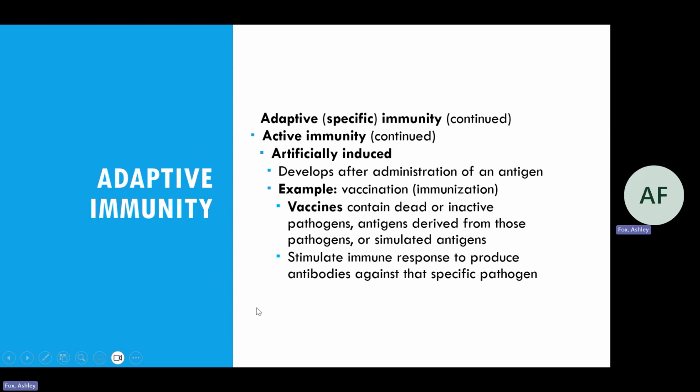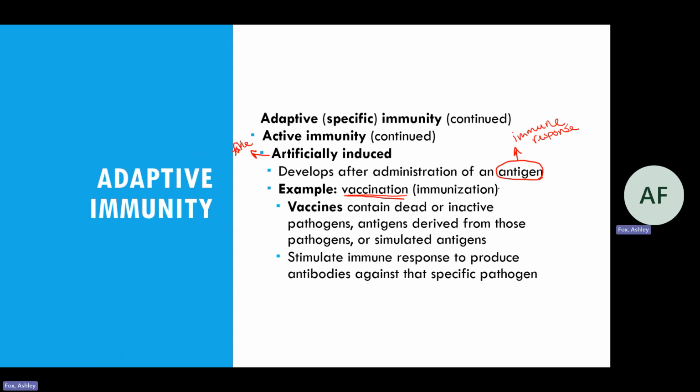Active immunity, artificially. So this means fake, or man-made for the most part. Artificially induced is when you actually give an antigen to someone. So again, you make an immune response, because that's what antigens do. What you're doing is exposing someone to the antigen to cause an active immune response. So this is the major example of vaccination.